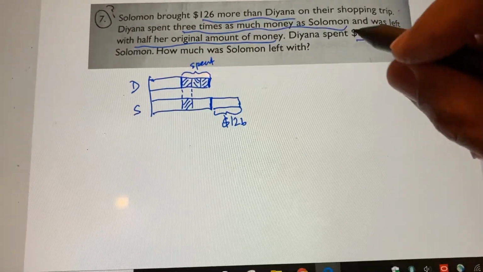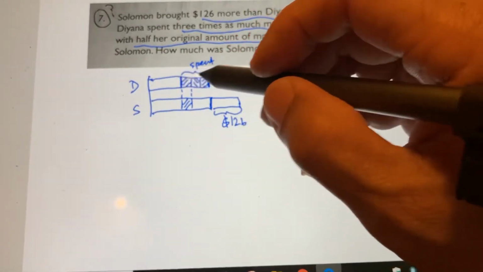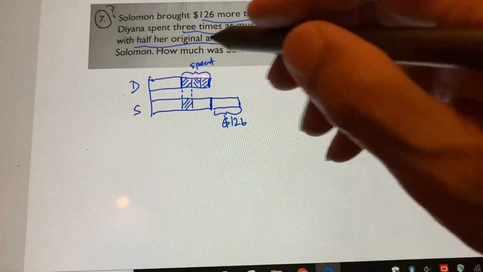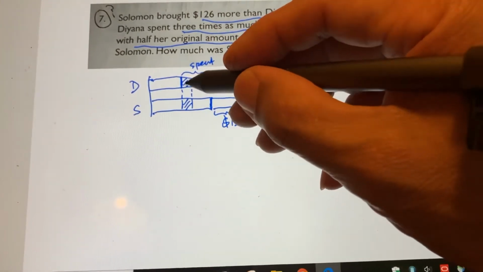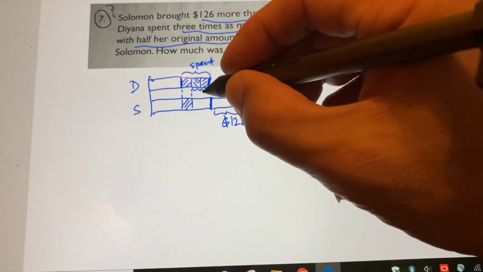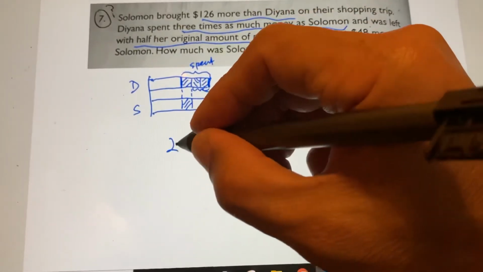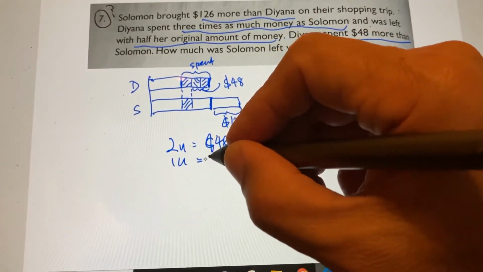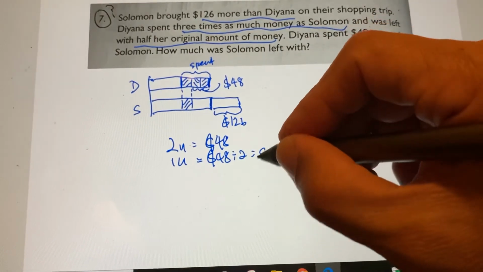She was left with half her original money, so she spent half down here, and then half was left. Diana spent $48 more than Solomon, so this counts the amount of money she spent more than Solomon. Because she spent 3 units and Solomon spent 1 unit, these 2 units can be accrued to the $48. So 2 units is equal to $48, and therefore 1 unit is equal to $48 divided by 2, which is $24.